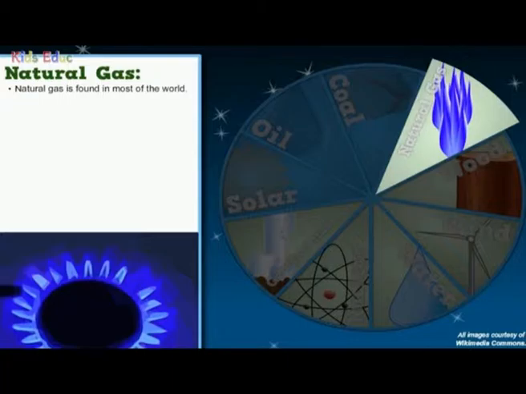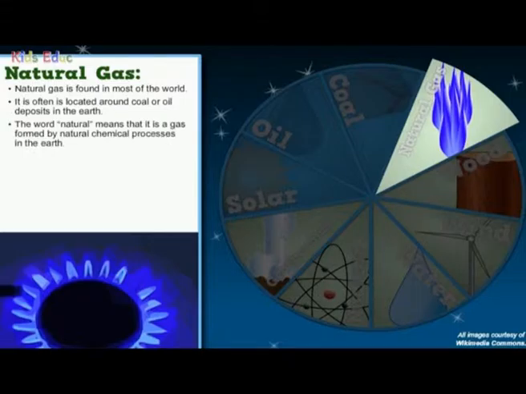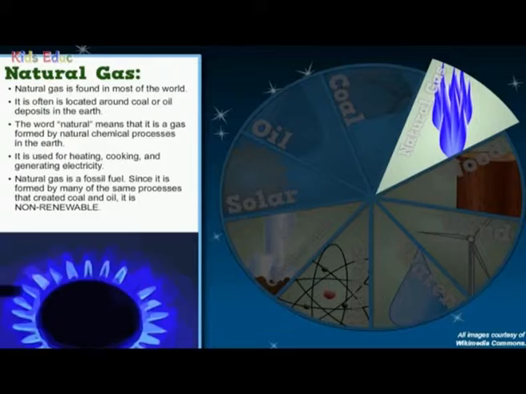Natural gas is found in most of the world. The only place it's not found is in North Africa and Greenland. It often is located around coal or oil deposits in the earth. The word natural means that it is a gas formed by natural chemical processes in the earth. It is used for heating, cooking, and generating electricity. Since it is formed by many of the same processes that create coal and oil, it is non-renewable.